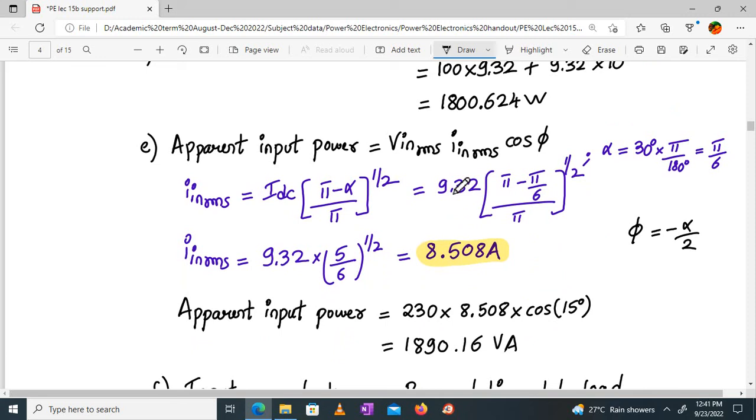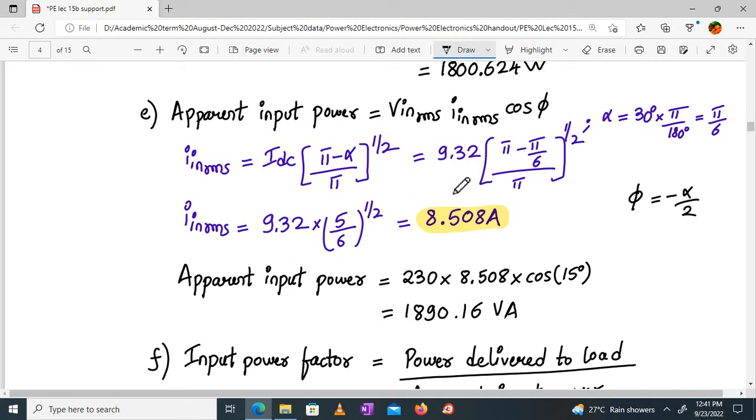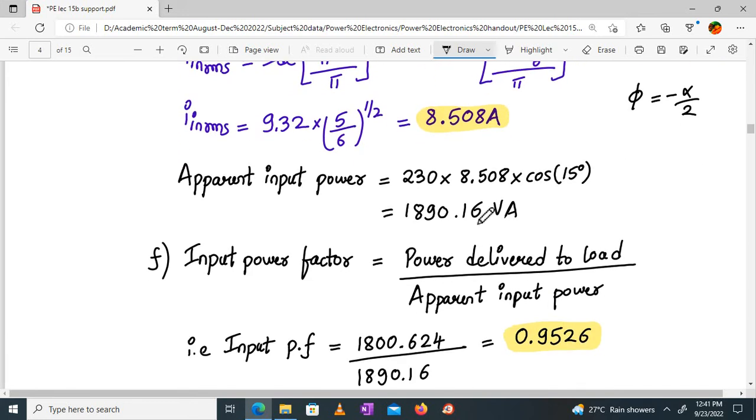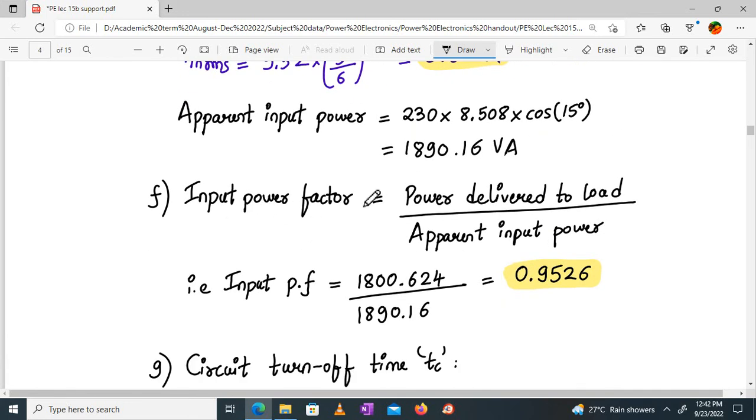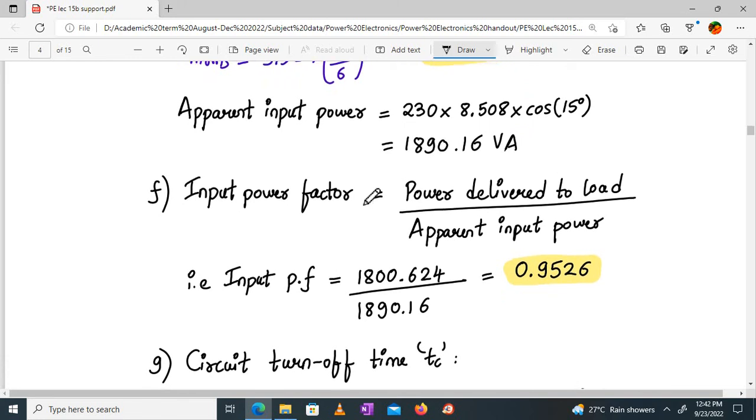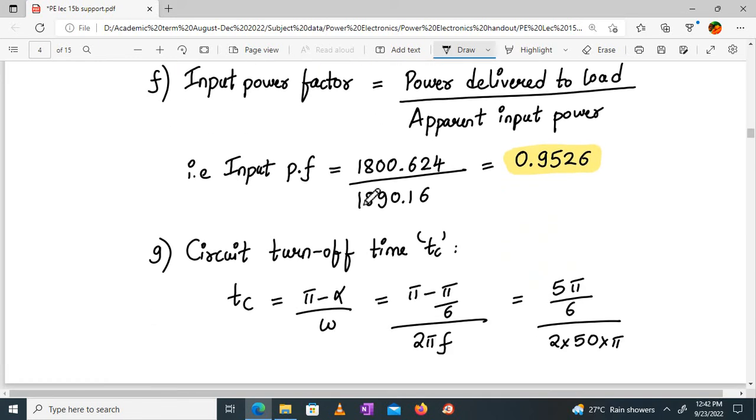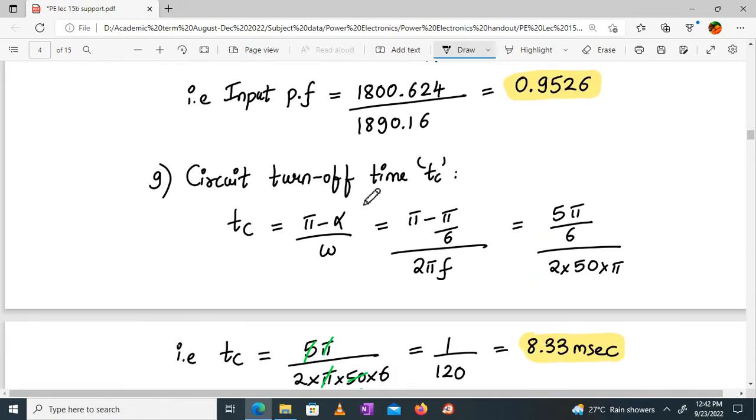What is apparent input power? V in RMS, I in RMS into cos alpha. We know the formula of I in RMS, right? You have learned it for the semi converter. So calculate that. Then V in RMS is given as 230. And what is cos phi? Phi is minus alpha by 2, right? You have determined that. So calculate this, divide them, you will get the input power factor, which will be less than 1. And circuit turn off time is straightforward, pi minus alpha upon omega.